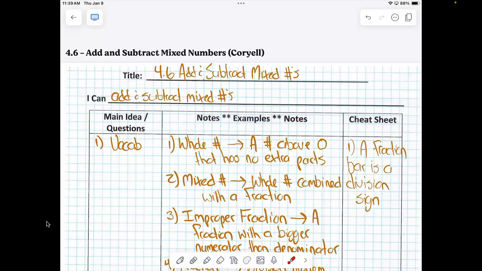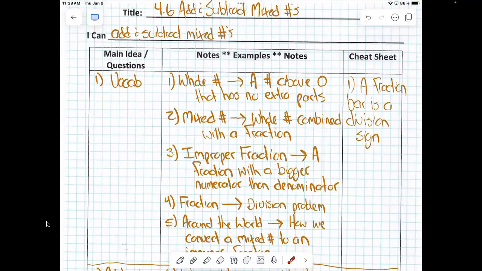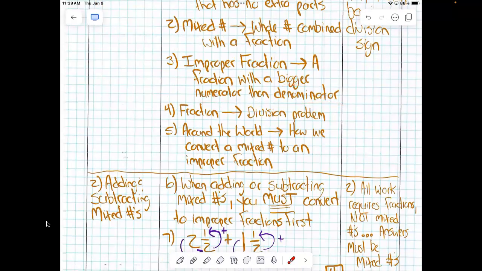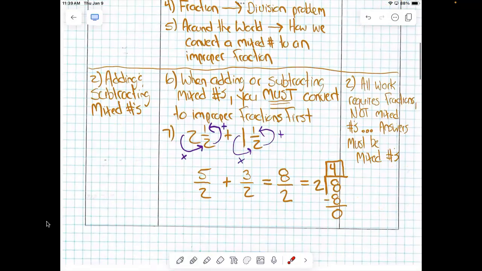We finished adding and subtracting mixed numbers today, and can you add and subtract mixed numbers? Yes. Technically, though, do we add and subtract mixed numbers? No. Because we convert them to improper fractions. We know a fraction is improper if the numerator is bigger than the denominator. And what's the process we use to convert a mixed number to an improper fraction? Around the world.